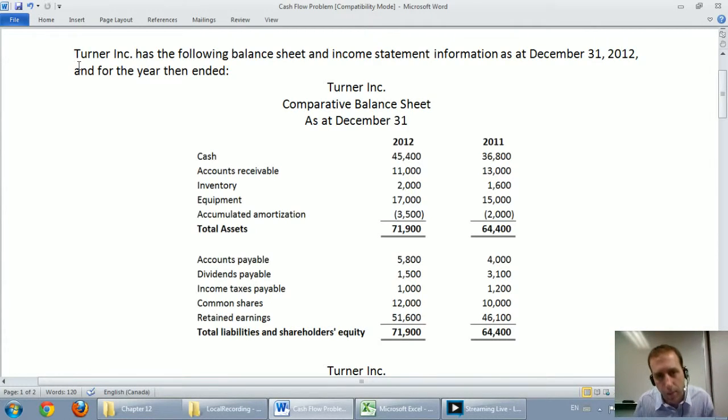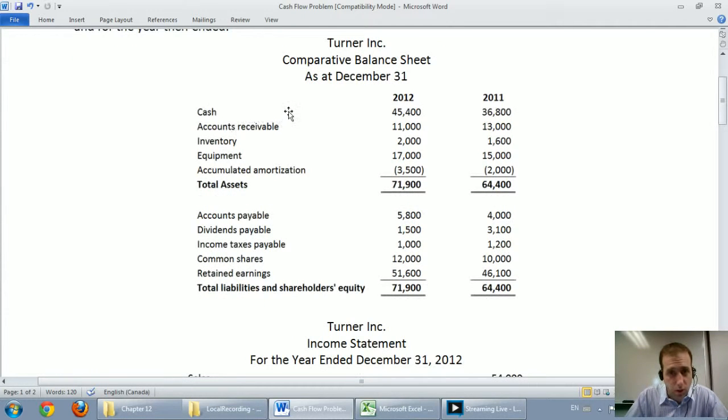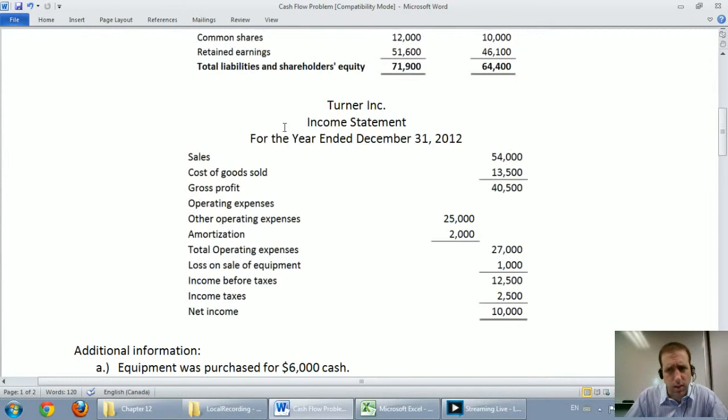I'm also going to use a template when I solve the problem. The template is also linked below, so if you just click on the links below, you can get all the information that I've got. So the question says, Turner Inc. has the following balance sheet and income statement information as at December 31st, 2012, and I guess for the year then ended. And there's the comparative balance sheet, and below is the income statement.